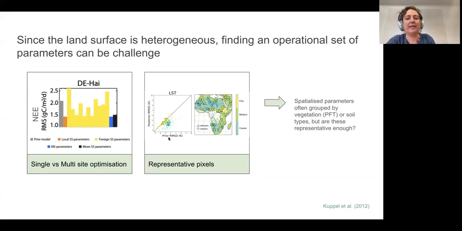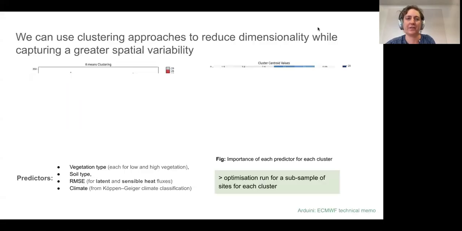The other thing we can do is pick some pixels that we think are going to be representative. But this can be quite tricky because you're going to need a lot of filtering to find ones that really capture what you're trying to optimize. This leads us also to the question of, if we are looking at things like plant functional types or vegetation types, is that enough to really represent the heterogeneity of the surface?